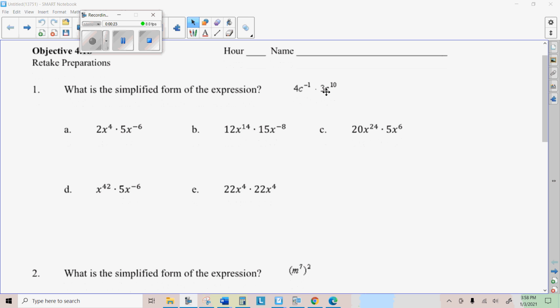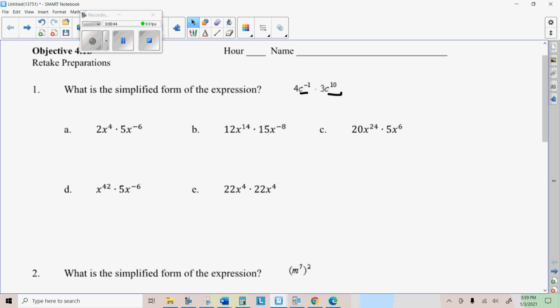So remember that this is c multiplied by itself 10 times. So there's 10 factors of c. So think about what that looks like in expanded form. I don't really care to write it out. But then you have c to the negative 1, which is really dividing by c. You're taking one of those 10 away from that.